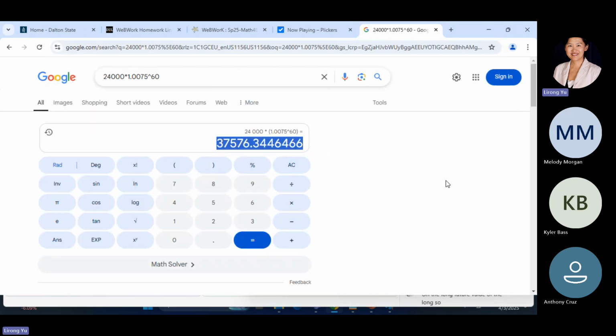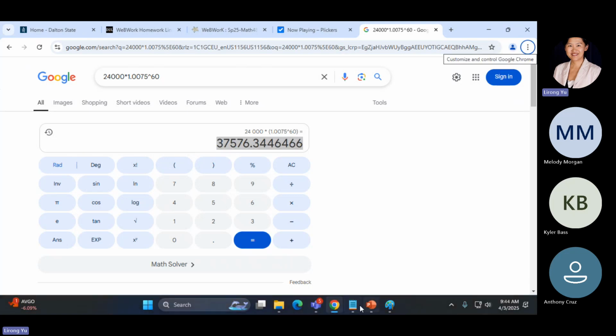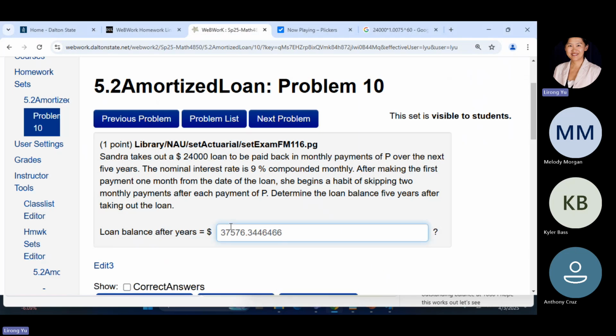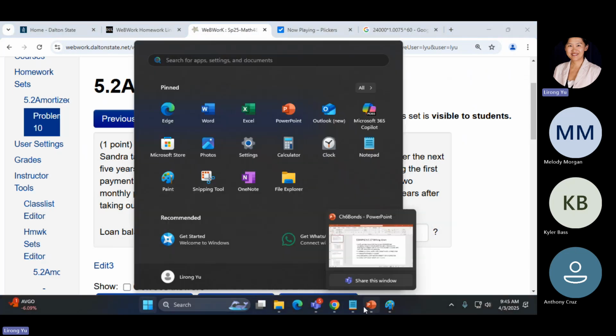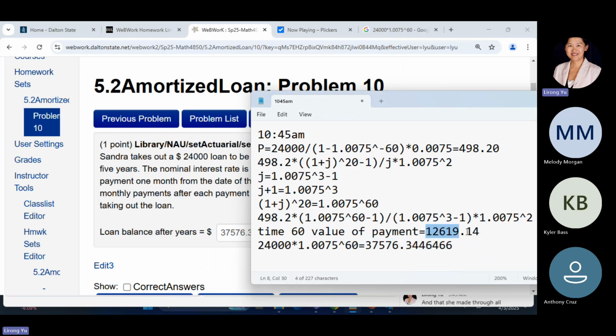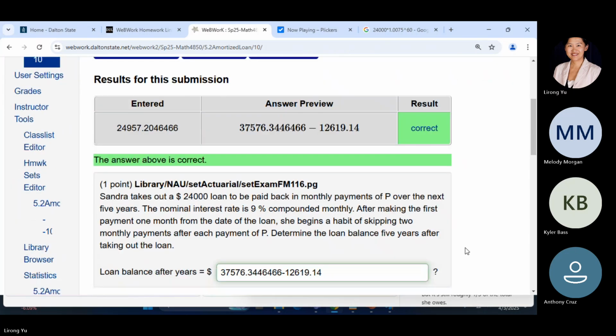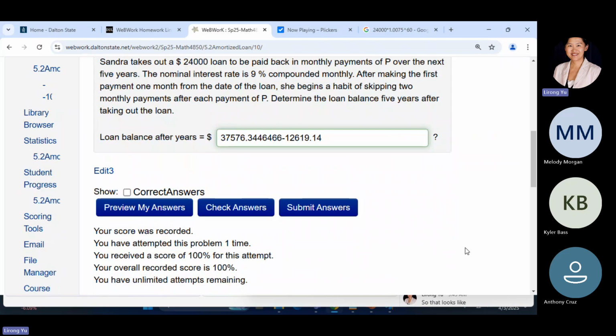So now we have this. These two are supposed to be subtracted. Right, the payment should be subtracted out of the original loan, right? Loan payment subtracted out of the loan balance. That should be the outstanding balance at time 60. I hope this works out. Let's see. Putting this number and subtracting the actual payment that she made through all the years. She really didn't pay a lot, but it's still roughly 1/3 of the total balance that she owes. So that looks like the solution for question 10.